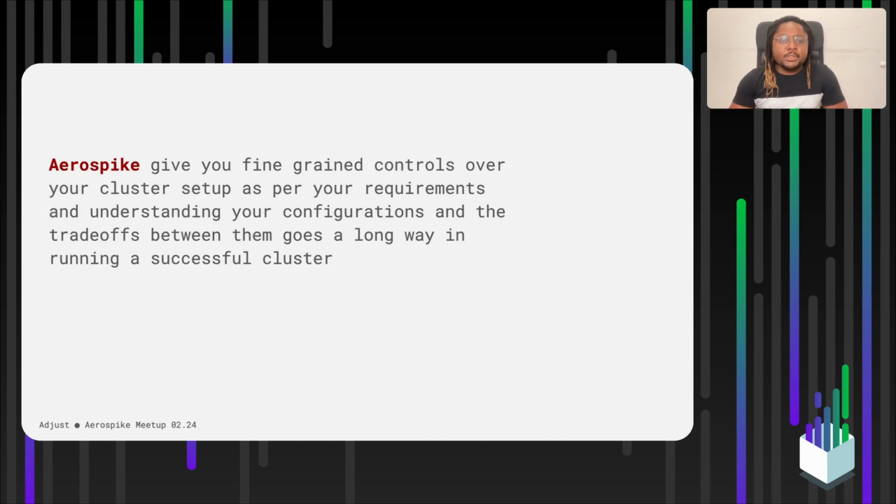So yeah, Aerospike gives us the fine grained controls we need to be able to manage our cluster to meet our requirements. And understanding all the configurations is key to be able to take advantage of this beast of a technology. Because some trade offs might take you one way and another trade off might take you the other way. So you should be very careful, and understanding them is going to help you run a very successful cluster.